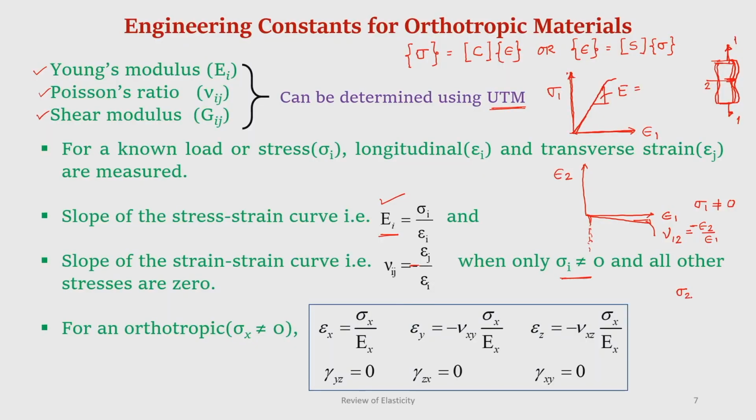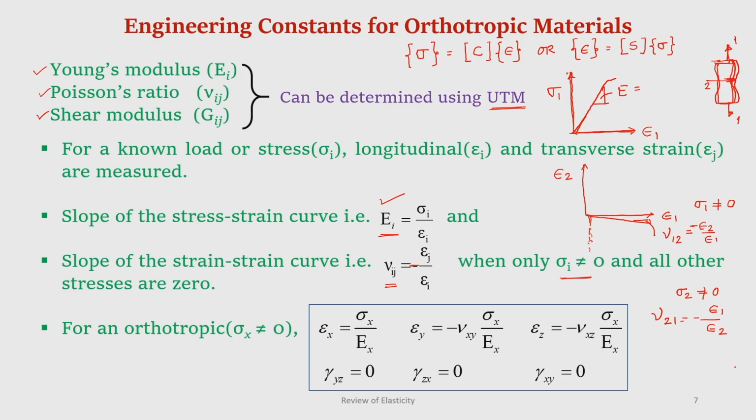but suppose you apply only sigma 2, all other stresses are 0, then because of this there will be a direct strain epsilon 2 and there will be a lateral strain epsilon 1. This is Poisson's ratio nu 2 1. So, note that nu 1 2 and nu 2 1 are not equal in general. For isotropic material, of course, they are same, but that is why it is important that we define Poisson's ratio like this, nu I j is equal to minus epsilon j by epsilon I.